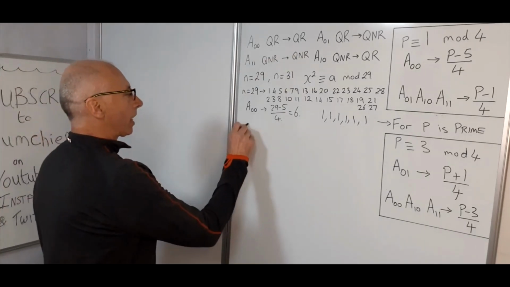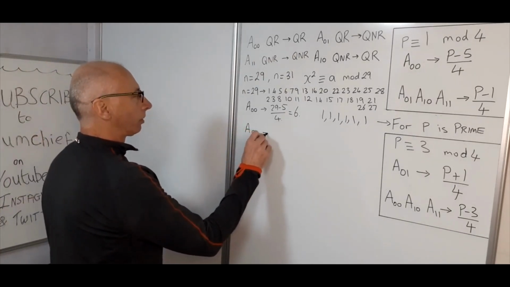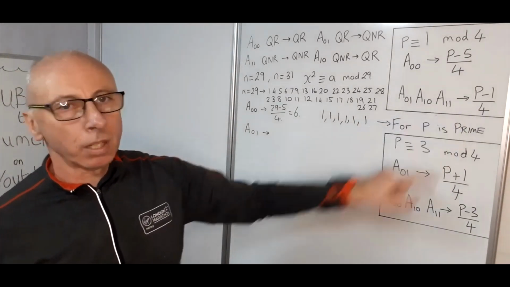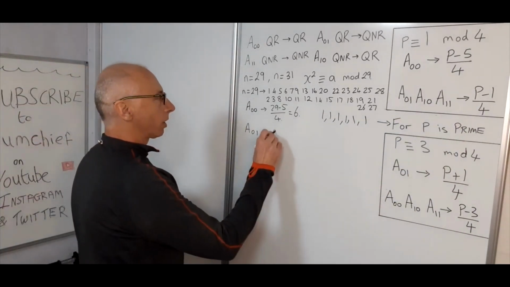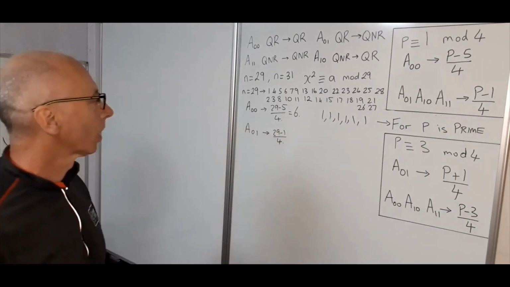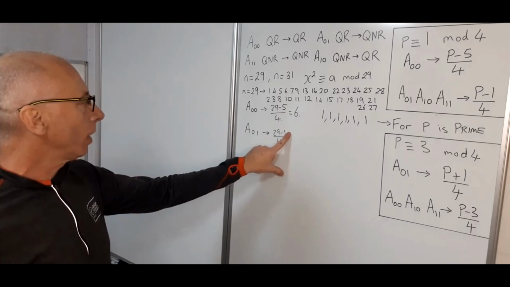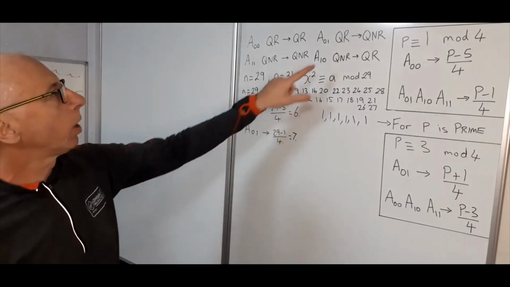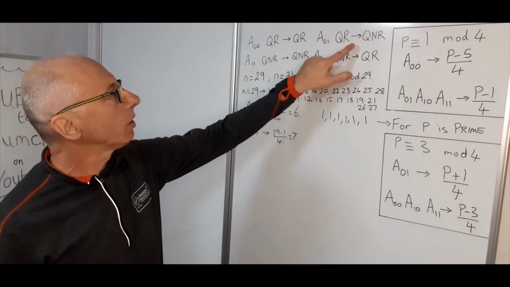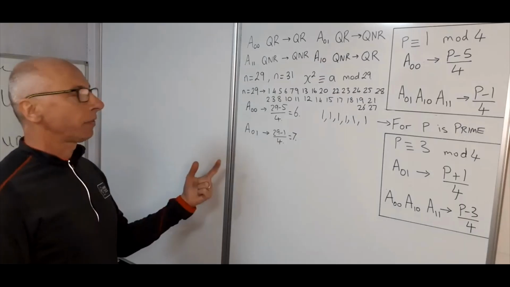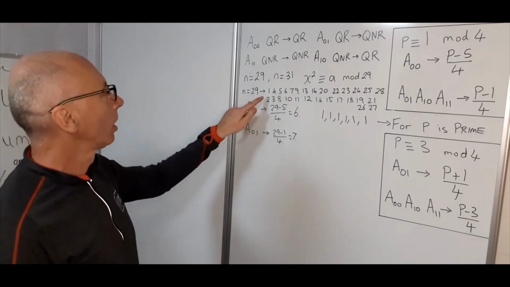Now let's try A01. So A01 has got the formula P minus 1 over 4. So we've got 29 minus 1 over 4. So that's going to give us 28 over 4, which is 7. Now A01, as you can see, is quadratic residue followed by a quadratic non-residue. So we need to find the sequences when this happens.